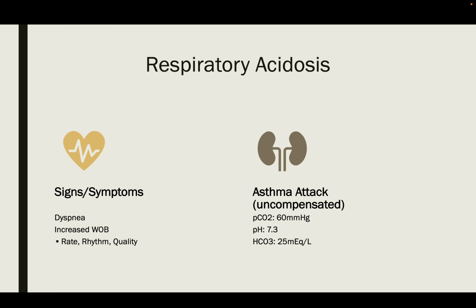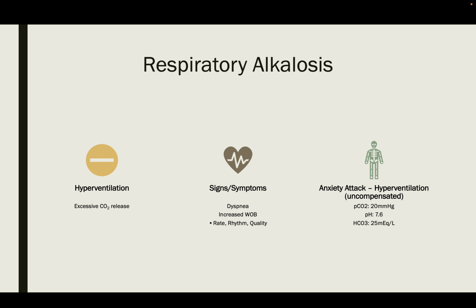7.30 is low, and our CO2 is high. So with that CO2 being high at 60, that is pulling the pH down, creating an acidotic state for this patient. So this asthma attack patient is in a respiratory acidosis. On the other side, a respiratory alkalosis, think hyperventilation. You have a patient who's breathing far too quickly and is blowing off a lot of carbon dioxide. Still might be complaining of shortness of breath.